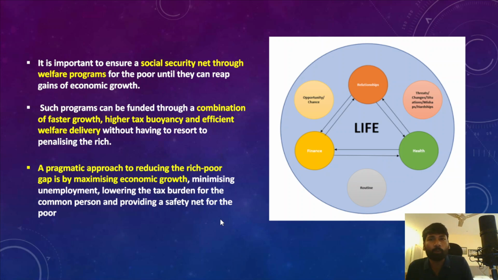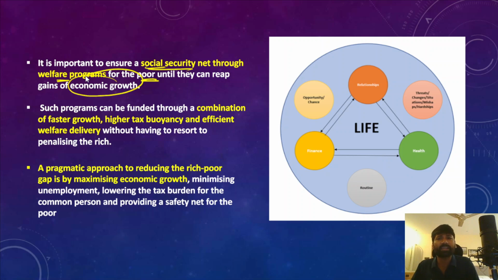So it is very important that we ensure social security. We have to provide this social security net through welfare programs, and those welfare programs must be targeted to the genuine beneficiaries, so that the poor can reap the benefits of economic growth, and redistribution of wealth would also take place.